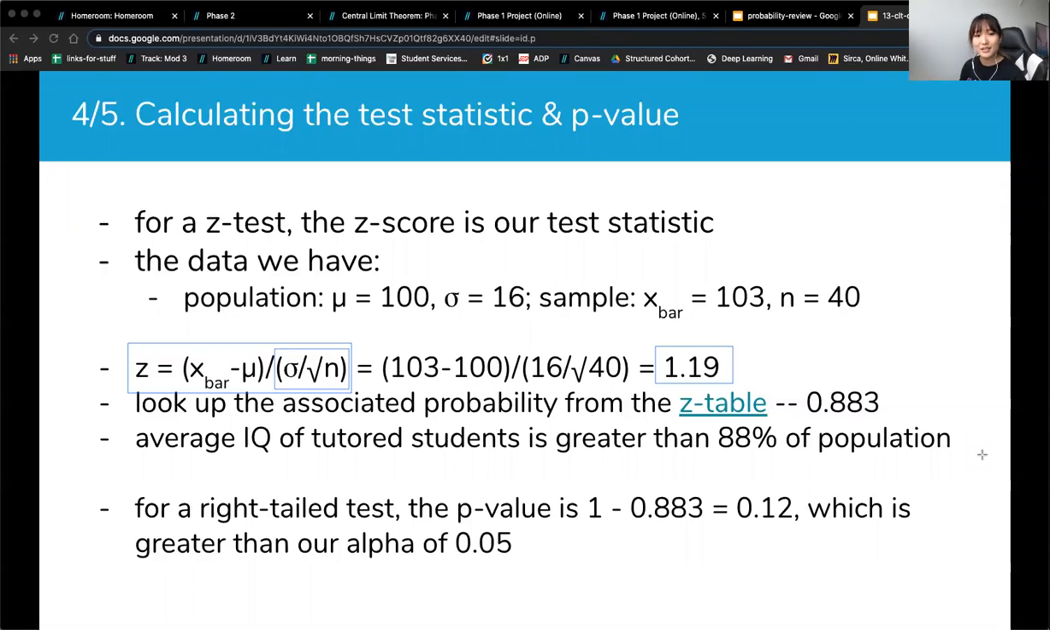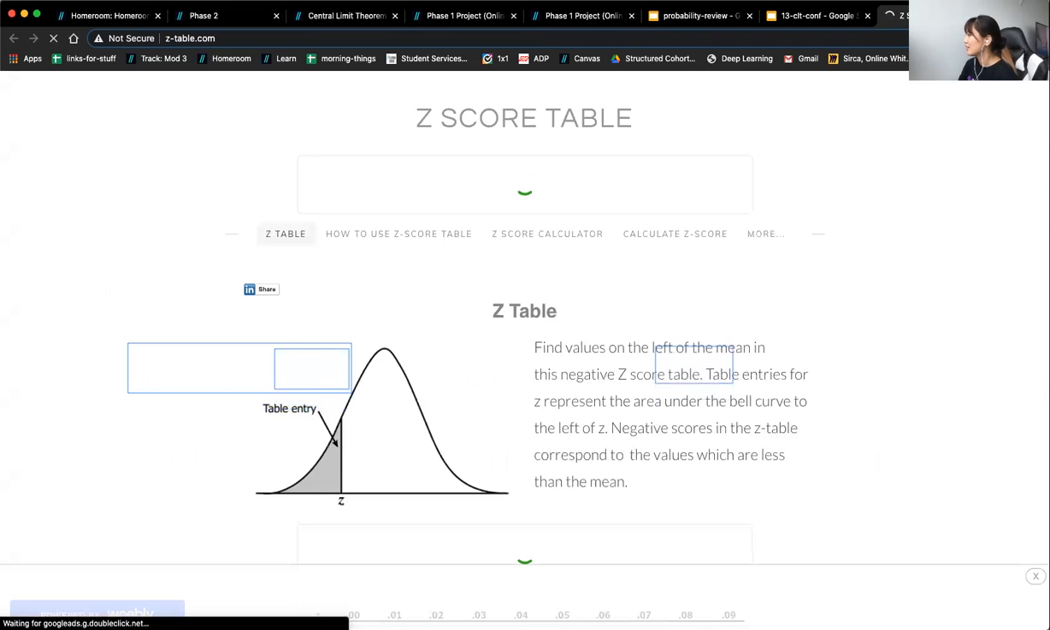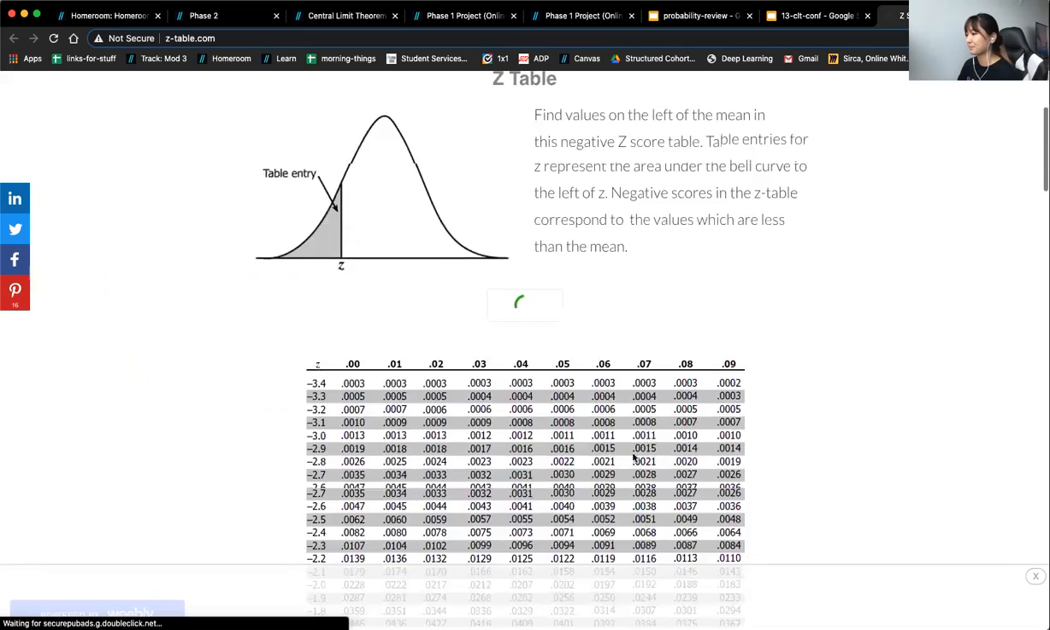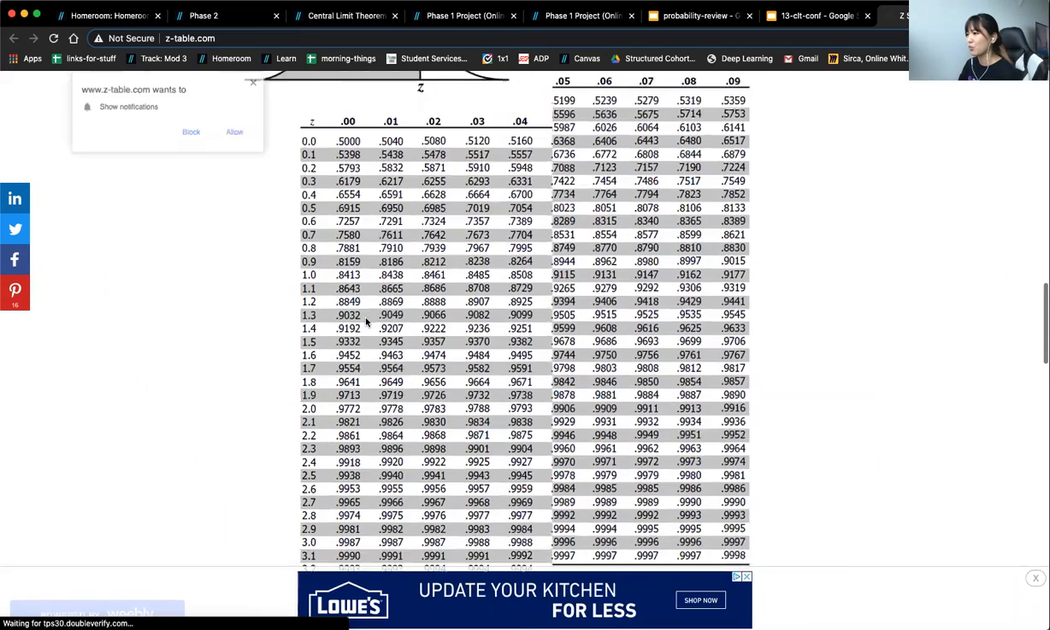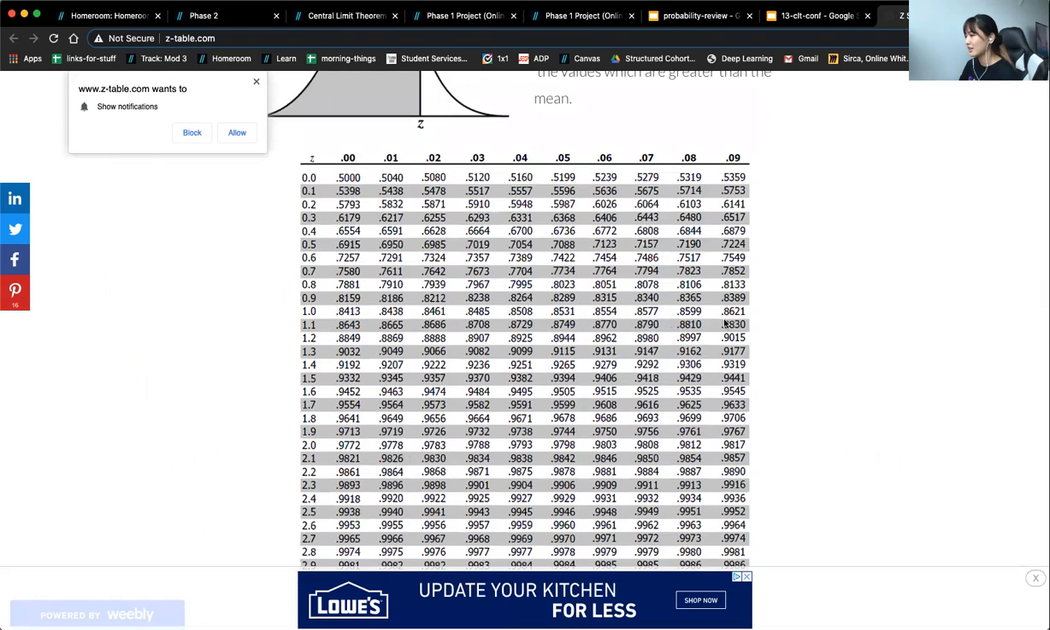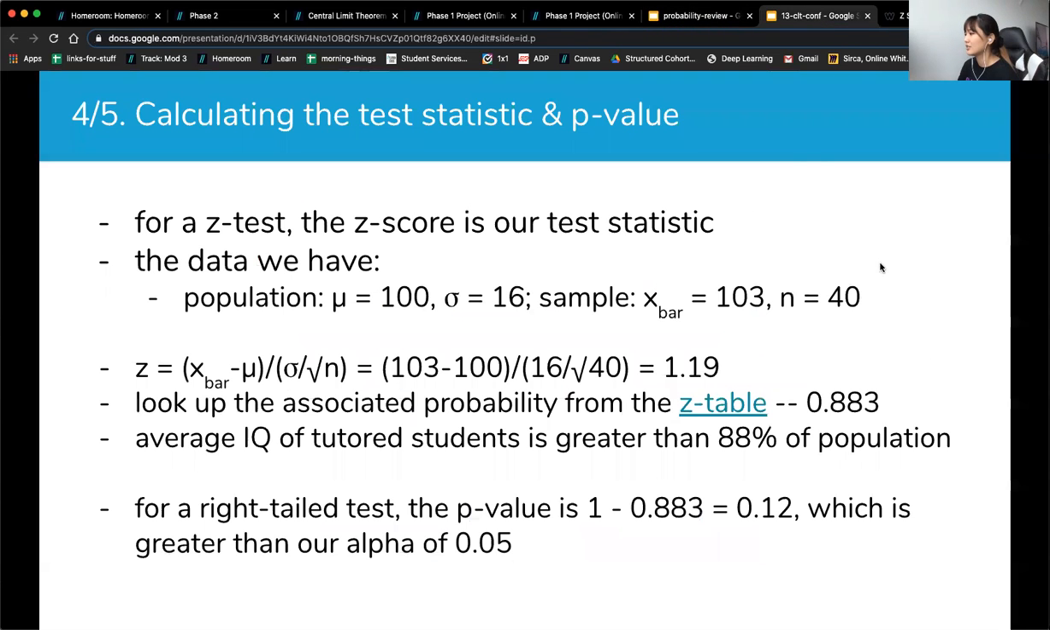All right, so now that we have our test statistic, again, this is more specific to the one sample z-test or any z-test. For the z-test, you can actually look up the associated probability from the z-table. So let's take a look at the z-table, which I have linked here. With our test statistic of 1.19, let's look up the associated probability. If we scroll down, we're looking for 1.19. We have a probability of 0.883. So that's the associated probability with the test statistic.